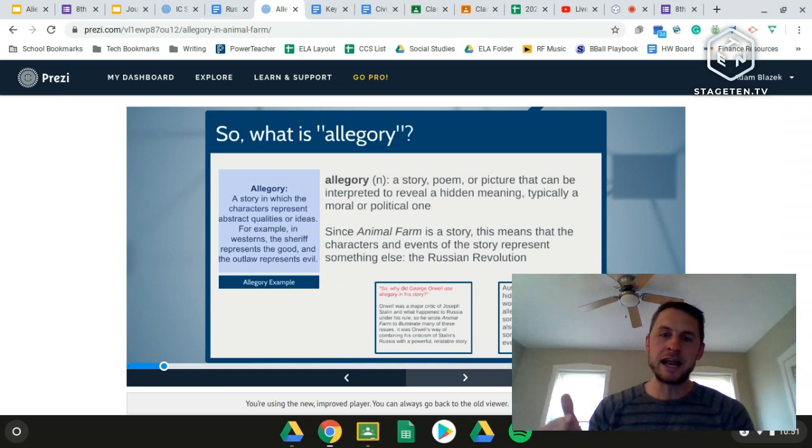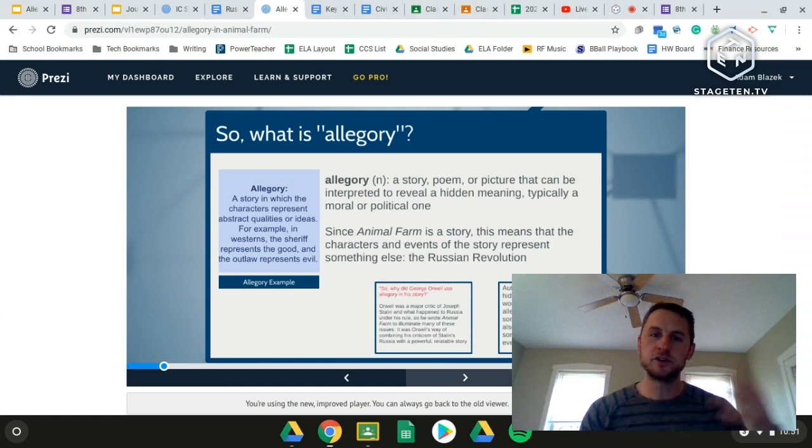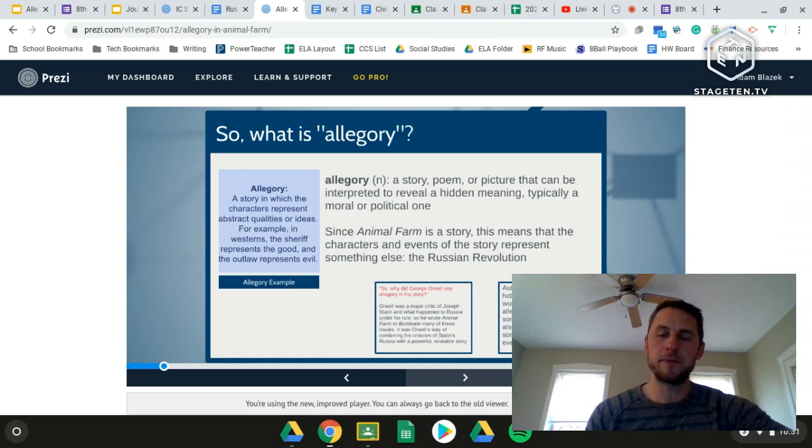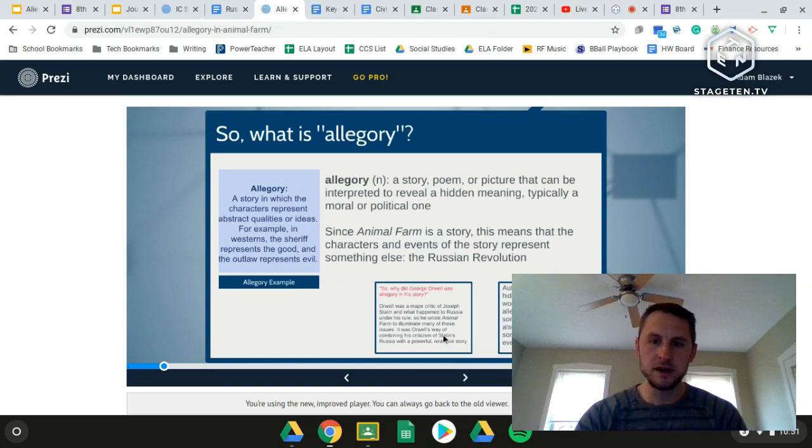In Animal Farm, the characters and the events, as I said yesterday, are going to represent the Russian Revolution, which we were just talking about. So now that you know more about the Russian Revolution, you will be better prepared to identify, like, oh, this is just like the Molotov-Ribbentrop Pact, or, oh, I think this character represents Joseph Stalin, things like that. So we'll zoom in here.